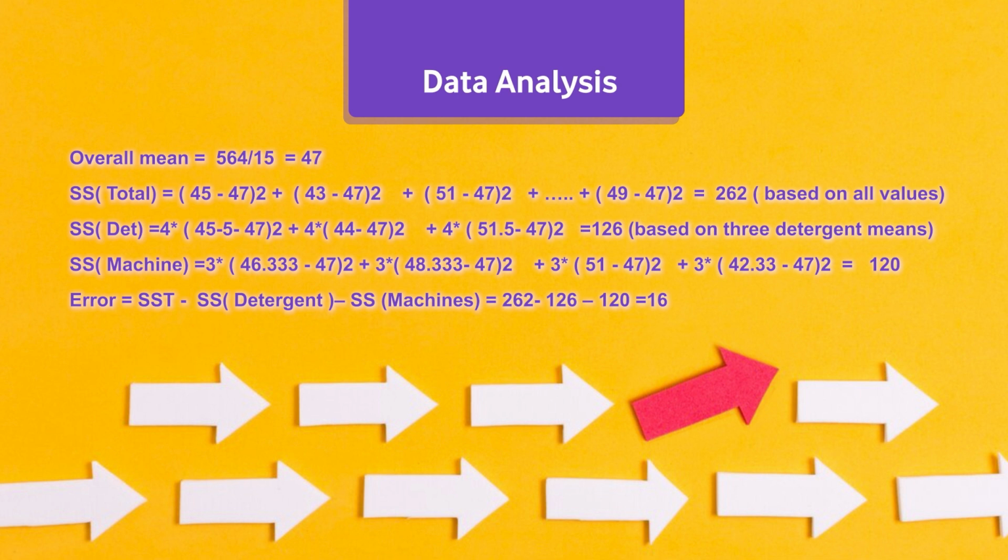Now, to get the error component, the sum of squares due to error, we get it by difference. So, the total sum of squares minus the sum of squares due to detergent minus the sum of squares due to machine, which is 262 minus 126 minus 120, equal to 16. This information we will put in the form of a table.